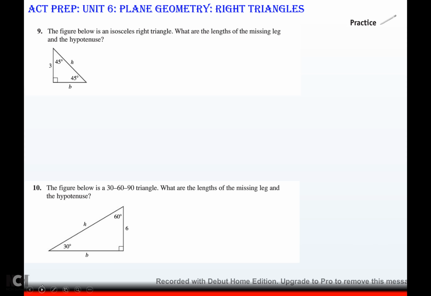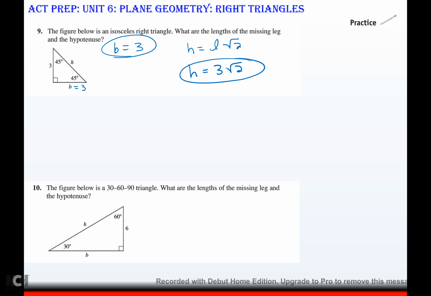Number 9, the figure below is an isosceles right triangle, which means my legs are equal. So B has to equal my other leg, which is 3. And remember, in an isosceles right triangle, your hypotenuse equals any leg times the square root of 2, so my hypotenuse is going to be leg square roots of 2.